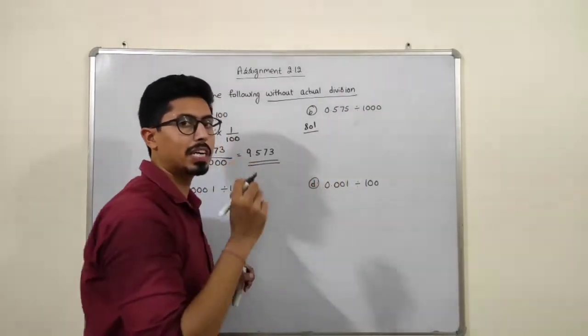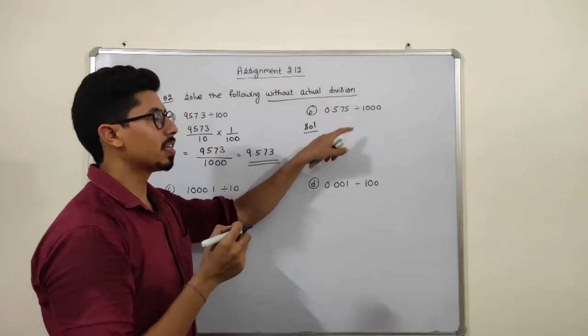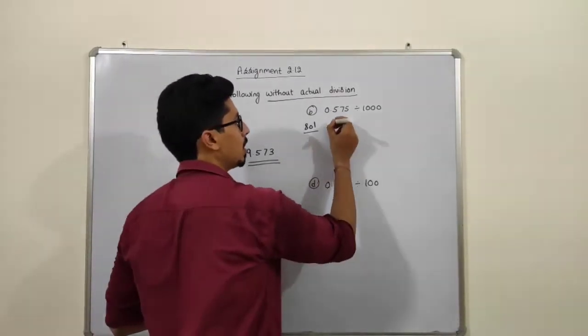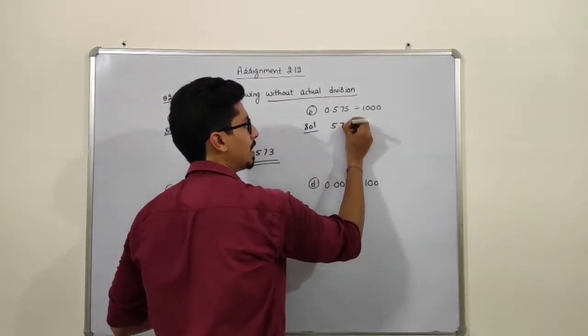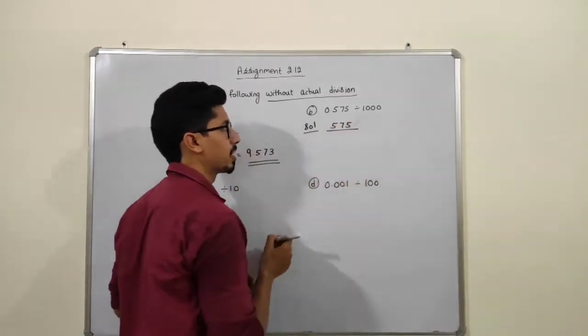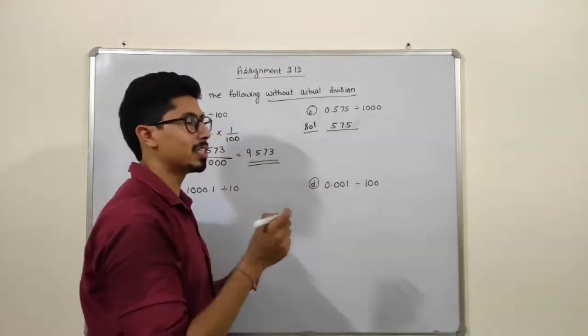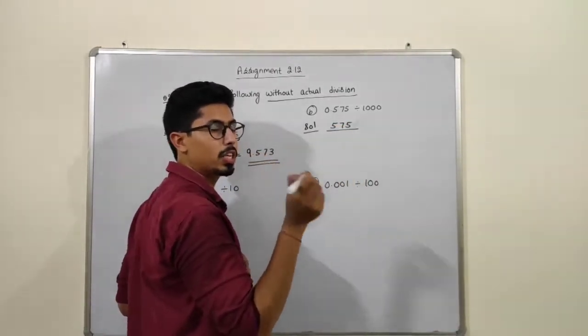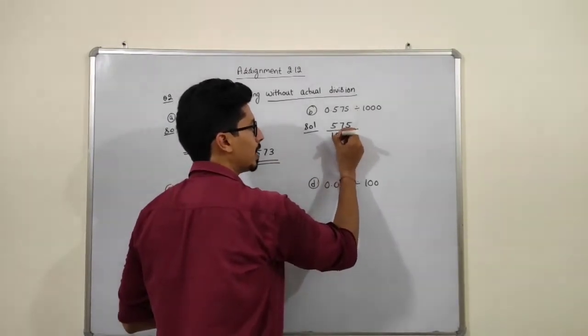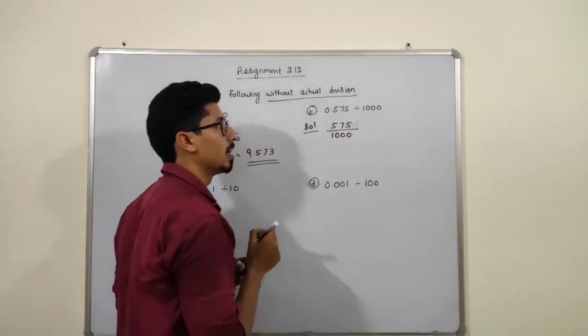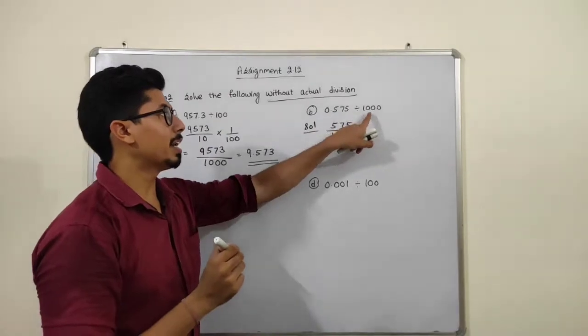If I just remove the decimal, students, after the decimal there are 3 digits. So write it as 575. Now put a fraction. After the decimal there are 3 digits, so we have to put 3 zeros. So 1 and 3 zeros. Okay. Now we have to divide it by 1000.